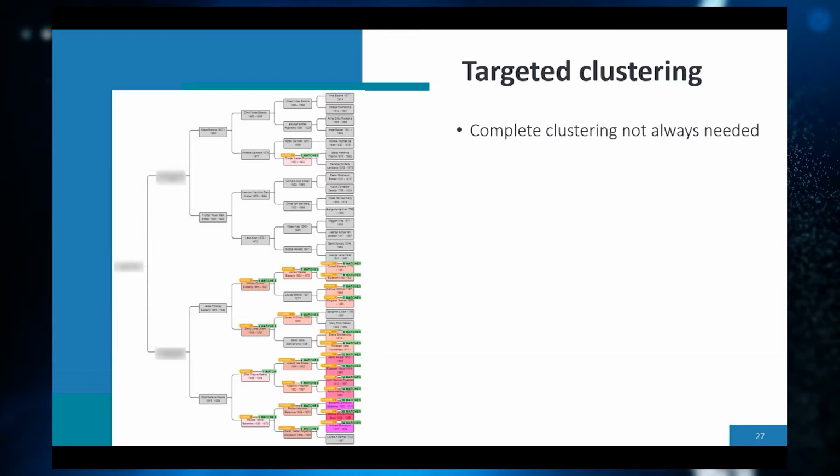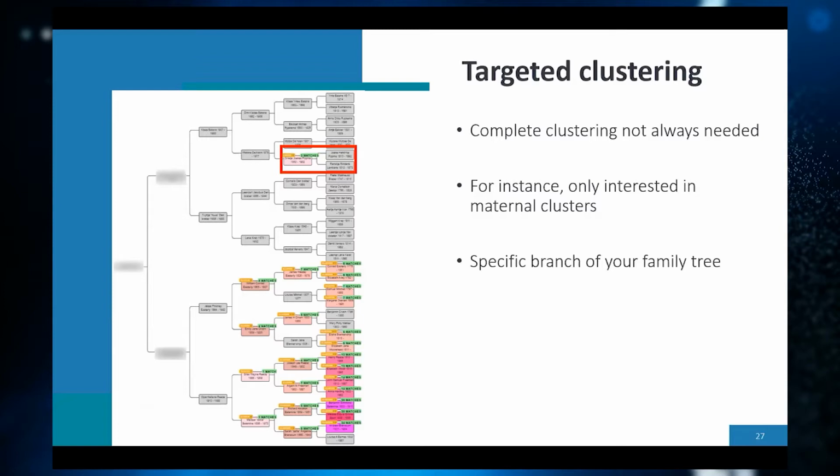So you can imagine that in this case, if you have an unknown father, you would like to focus on your father's side, because the ancestors on your mother's side, these matches you have already linked, but now it's time to move on and find out about the other side. Or if you're, for instance, only interested in a very specific branch of your family tree, a very specific set of matches that you would like to investigate.